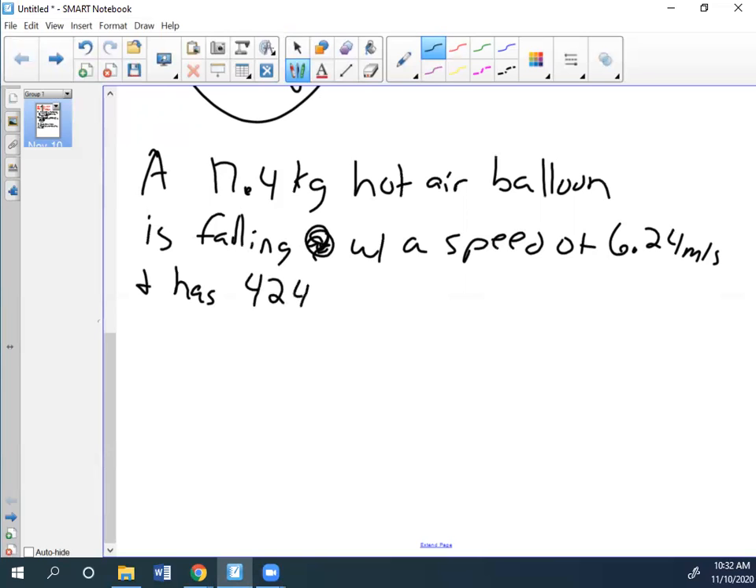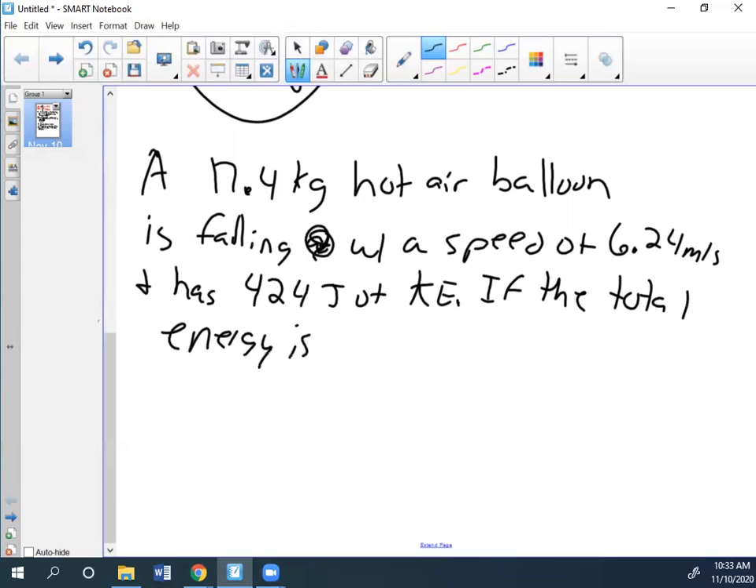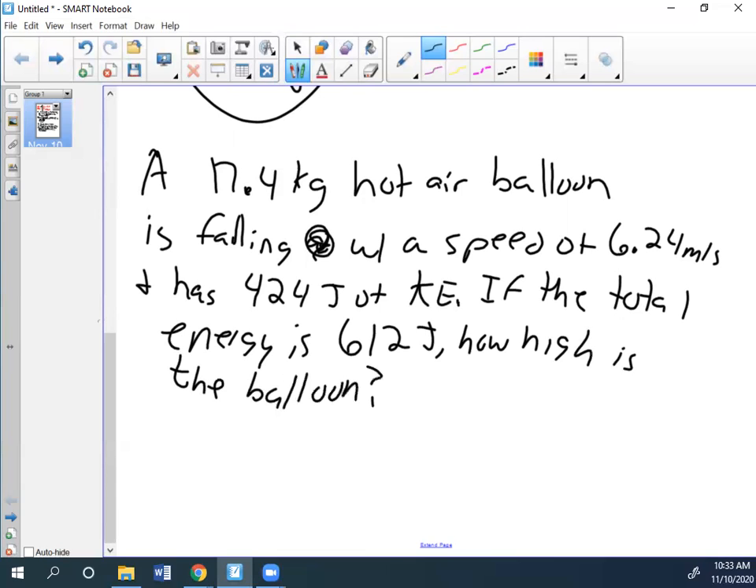424 joules of kinetic energy. If the total energy is 612 joules, how high is a 17.4 kilogram hot air balloon falling with a speed of 6.24 meters per second?